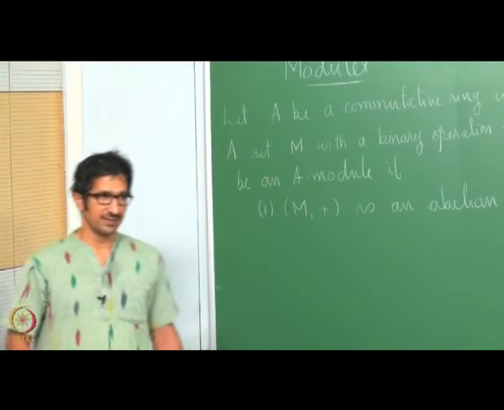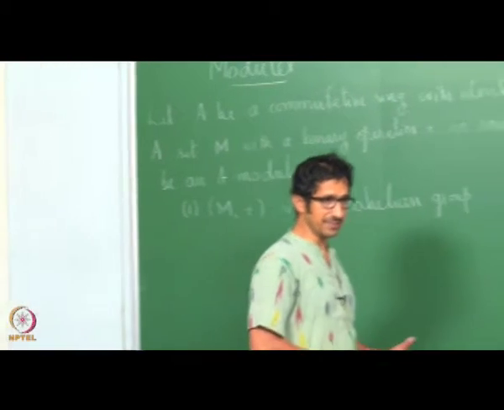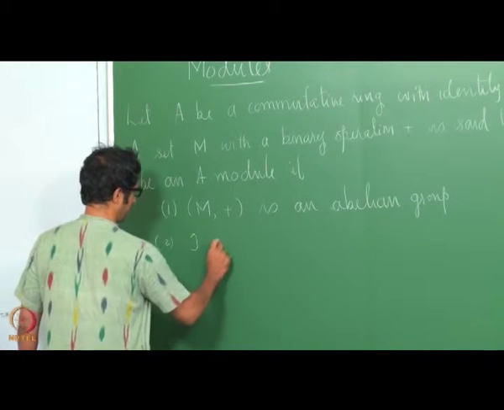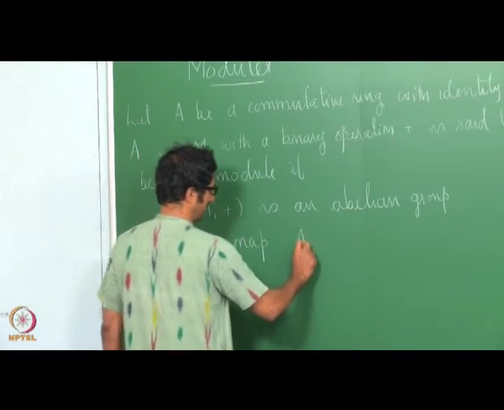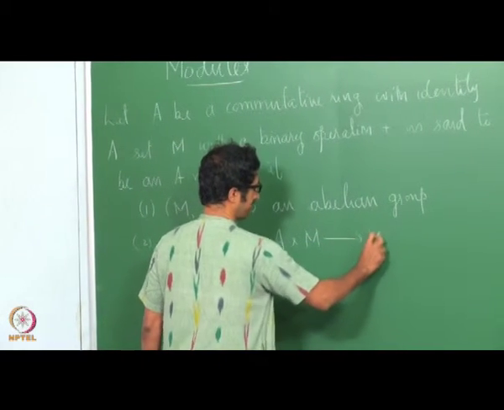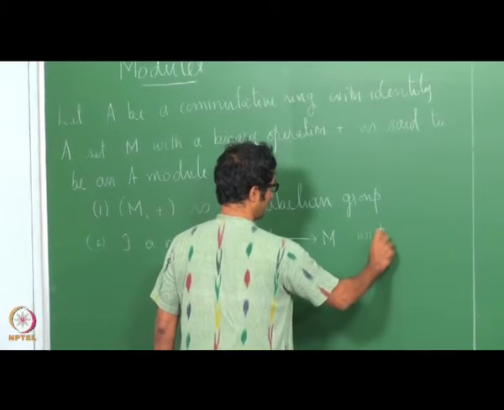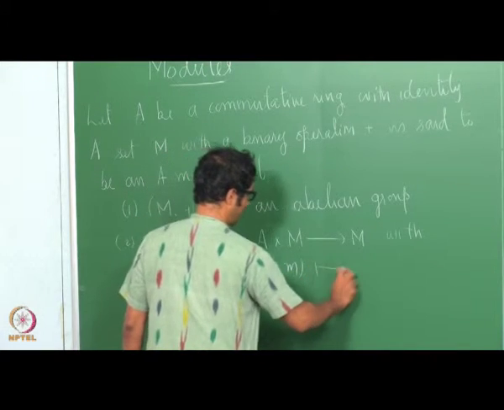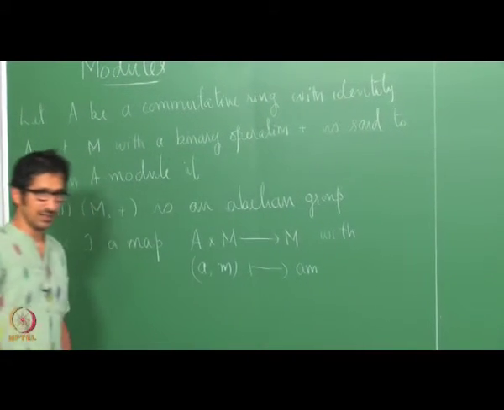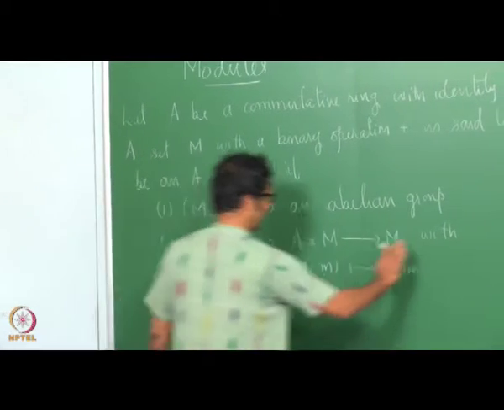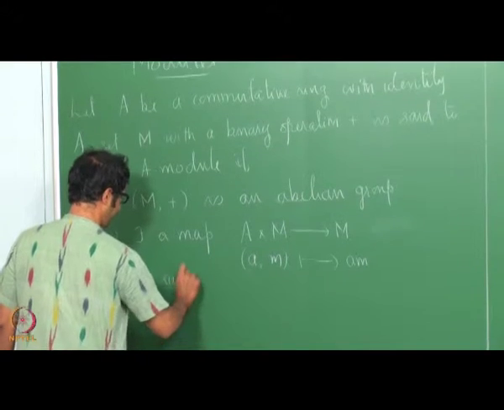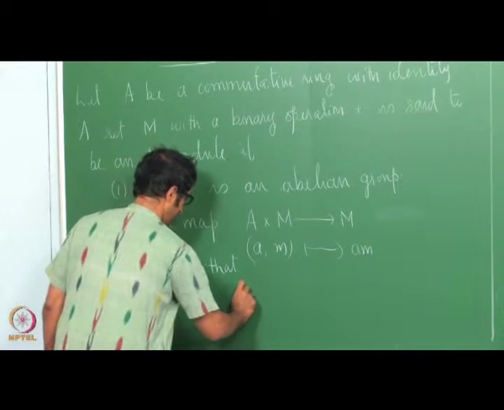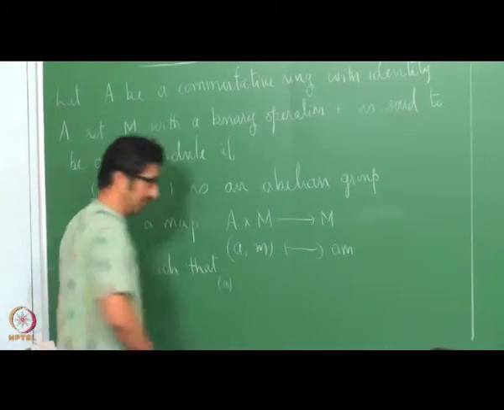And then there are interactions with the ring, okay. That is, there exists a map A cross M to M, with A comma M going to A M, a map such that, what are the properties that are essential?